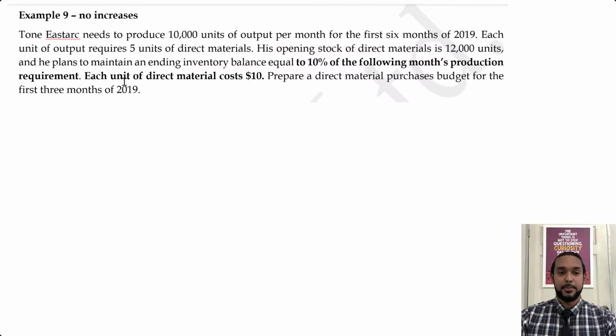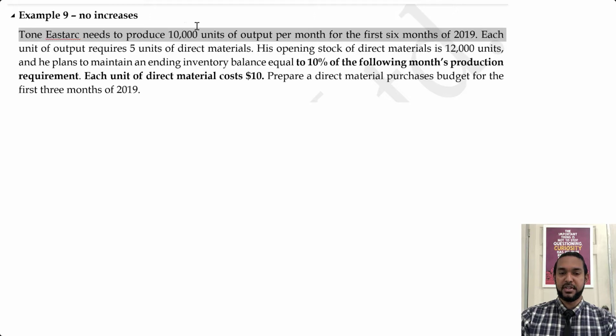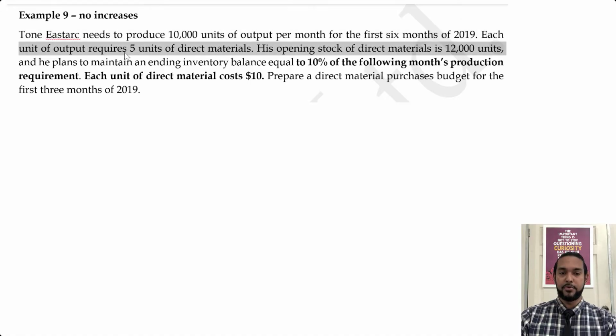Okay, and after all that, let's take a look at an example. So example 9 says no increases. So we're taking a simple example to start with. So we have Tone E-Stock needs to produce 10,000 units of output per month for the first 6 months of 2019. Each unit of output requires 5 units of direct materials.